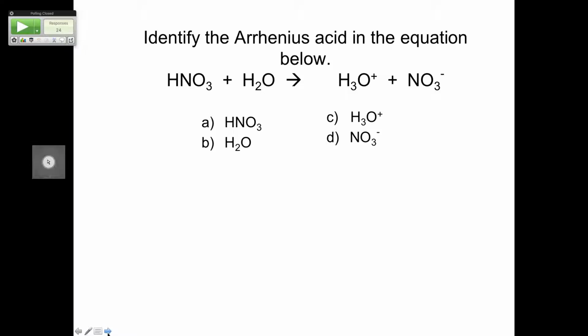In this one, I want you to identify the Arrhenius acid in the equation below. The whole equation is written out for you. So what was the Arrhenius definition of an acid? Find it in there.